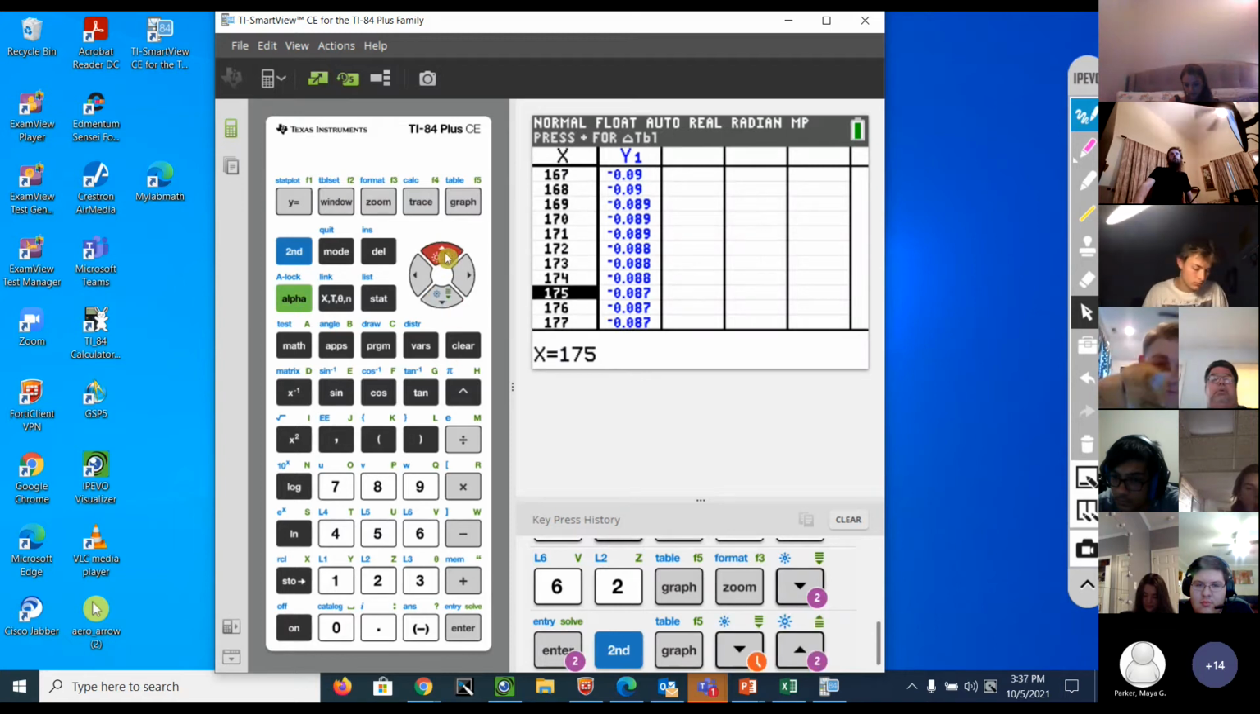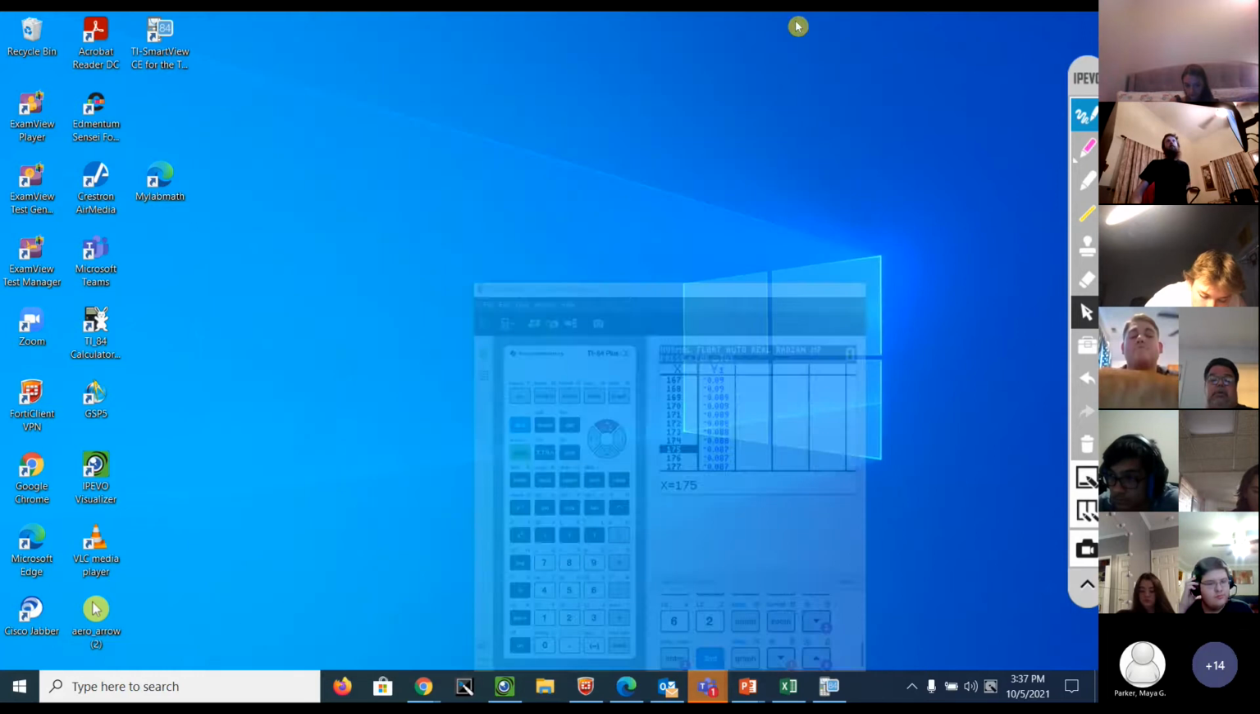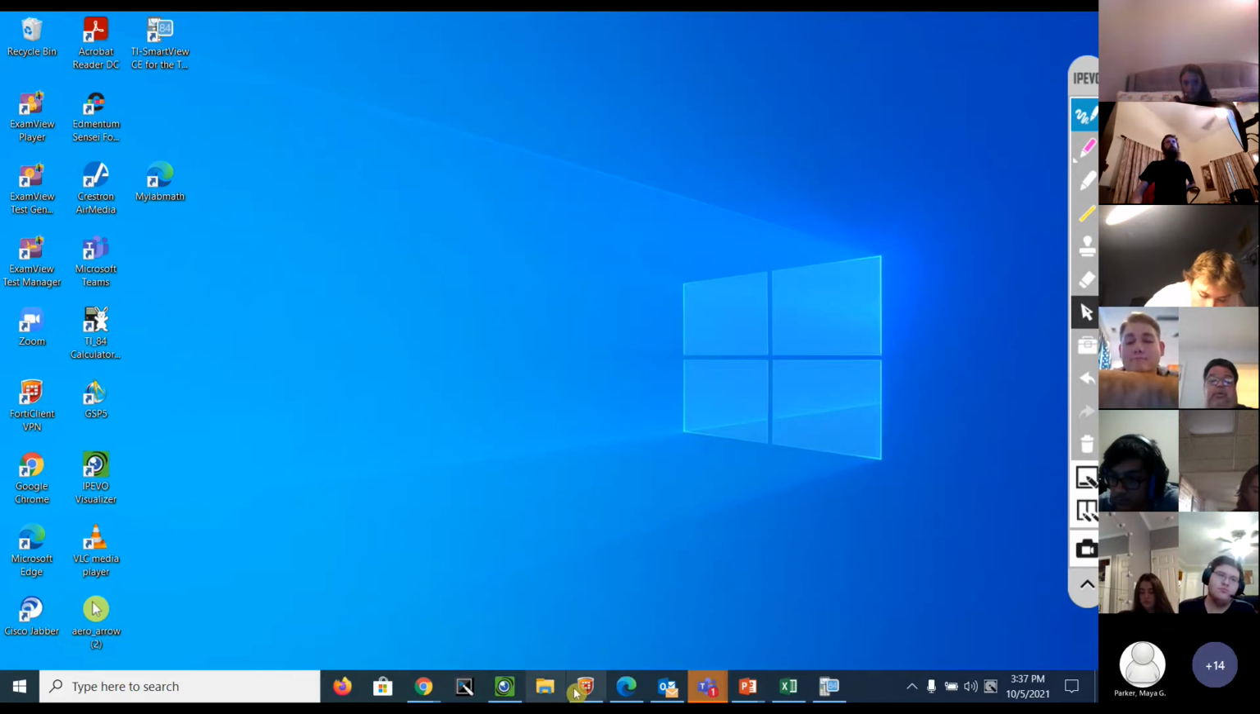Looks like we got a negative slope. It's changing at a reducing rate. It's going down 0.087. So at 175, it's decreasing by 0.087. Now, I don't know if they want a fraction or a decimal, so let's go back and see what they want. But that is the slope at 175.